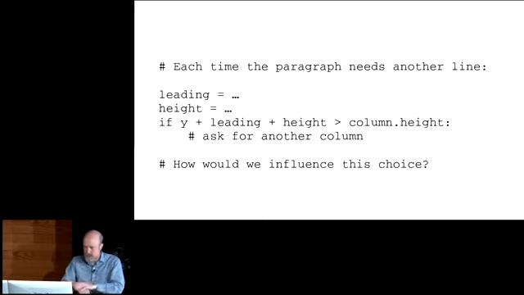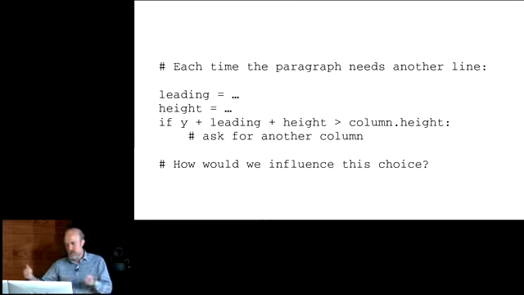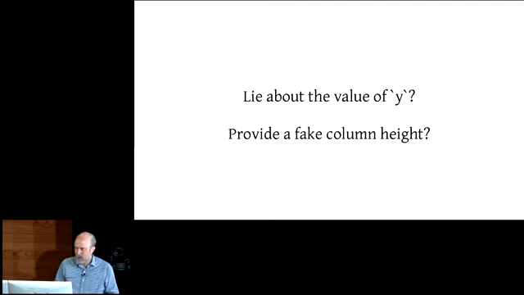I went and looked at the inside of the paragraph, and each time the paragraph needs another line, it takes the leading, the height, adds them together, and compares them to the column height. It's that trigger, I need so much space and it's not available, that convinces it to ask for another column. How could we influence this choice? Well, I could lie about the value of y. I could create a line object that I pass it that has a y that's a little bigger than it should be, so that the paragraph will run out of room early.